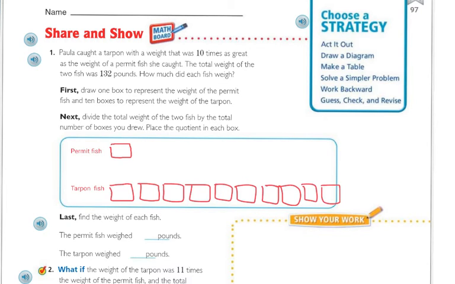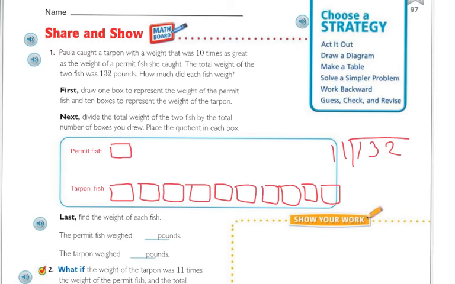So now I'm going to divide the total of fish by the number of boxes that I drew. So if the total of fish was supposed to be 132 pounds, and I have 10, 11. So I have 11 boxes, right? So I'm going to divide the 132 by 11, so I can find out how much fits in each one of those boxes.